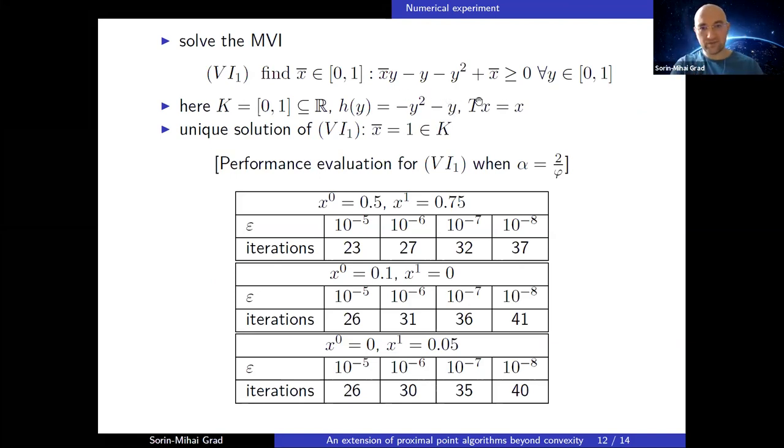The question is, where can you find a solution, or how can you find a solution such that this whole sum stays non-negative? One can calculate it even by hand. It's x bar equal to 1. And we have here some computational results for different starting points. As you can see, the algorithm, so the golden ratio algorithm again, works nicely and delivers the solution after a reasonable time or number of iterations for different errors.